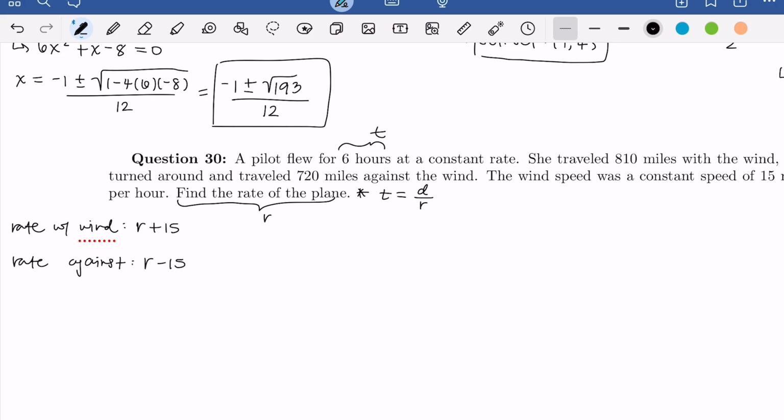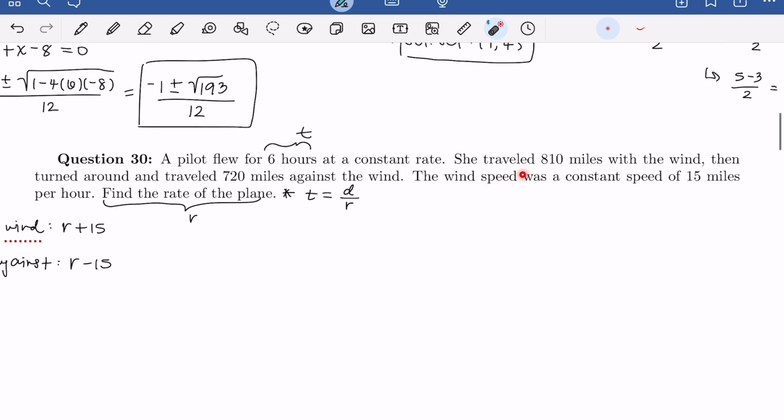Alright, so we have those two pieces of information. We're also told that the pilot flew for a total of 6 hours. So this means when she traveled this many miles with the wind and then turned around and traveled this many miles against the wind, that total time flying was 6 hours.